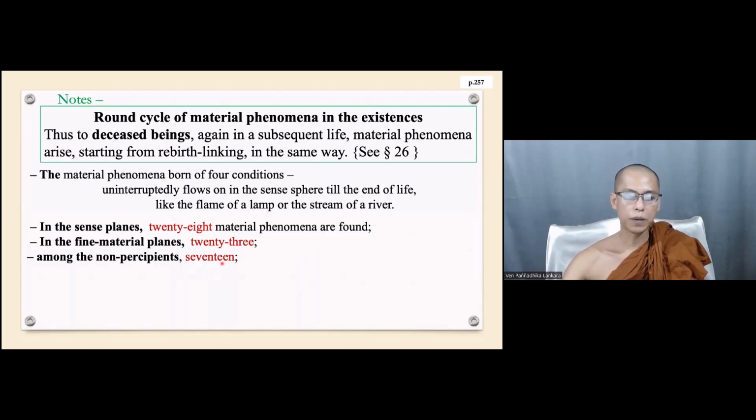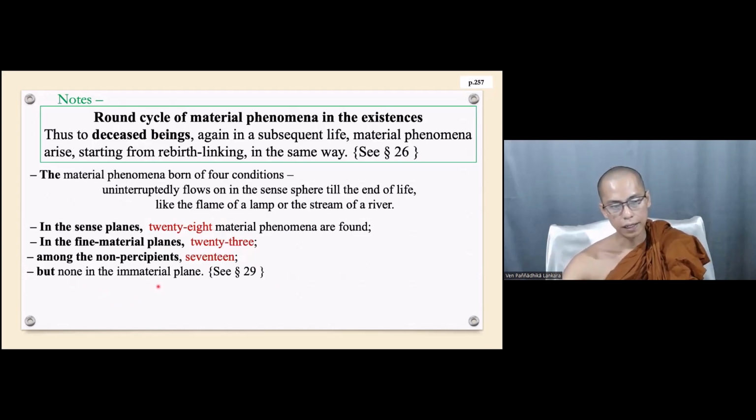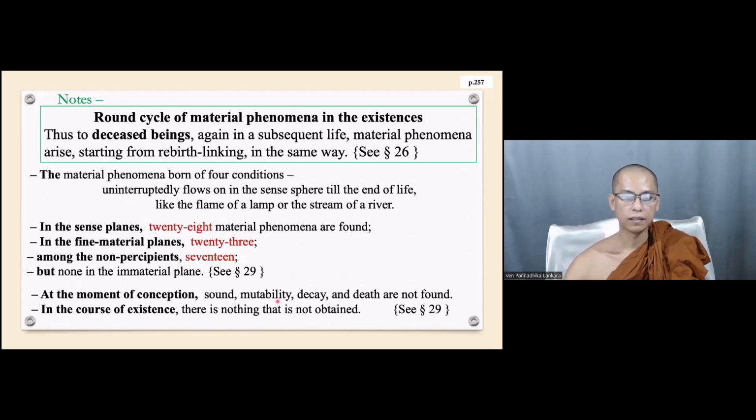For the non-percipient realm of existence, we can find only 17. This is not for the rebirth-linking moment; this is for the whole life, including rebirth-linking, so during the course of existence too. But in the immaterial plane of existence, no materiality can be found. And here, some materiality cannot be found at the moment of conception, that is, at the moment of rebirth-linking consciousness.